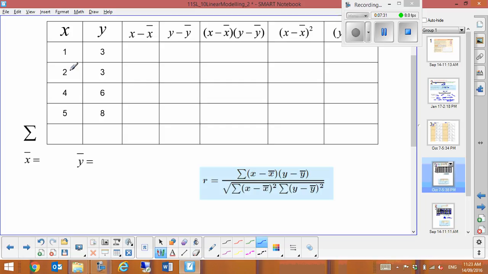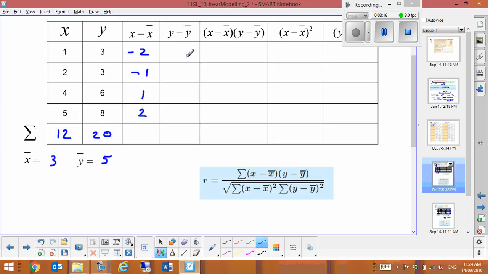So if we add up these scores, we've got 5, 10, 12. 4 scores, so sigma means sum of. So if we've got 4 scores, then our mean is 3. Y bar, we've got 8, 6, 14, and 6 is 20. So our y, the average of the y's is 5. So now what we do is we subtract these. So we're going 1 minus 3 is minus 2. 2 minus 3 is minus 1. 4 minus 3 is plus 1, and 5 minus 3 will be 2.